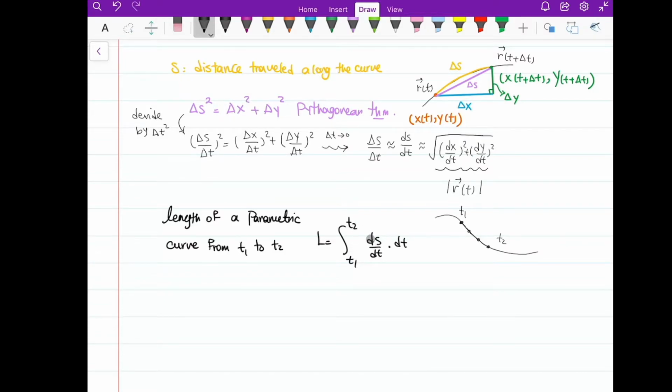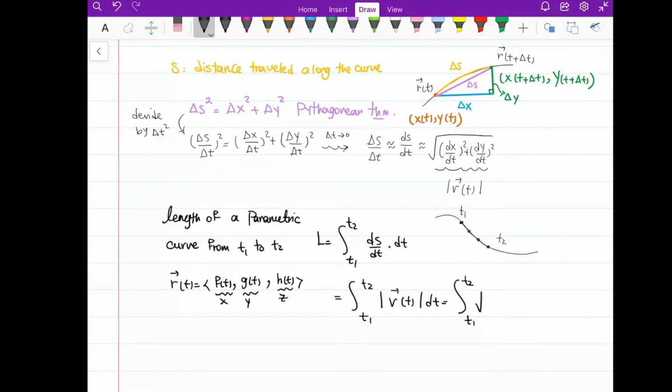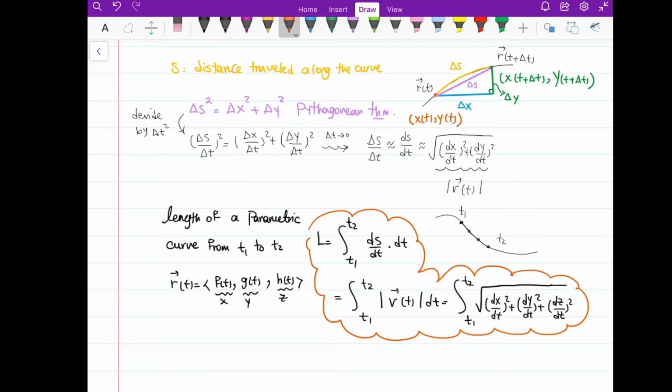So you see. Now, if r of t has the components f of t, for example, for x, g of t for y, and a function like h of t for z, then the integral from t1 to t2 of the length of the velocity vector dt would be the integral from t1 to t2 of the square root of the first derivative of the first component squared, the derivative of the second component squared, and the derivative of the third component squared. Okay, this is basically the formula that we use for finding the arc length of a parametric curve.